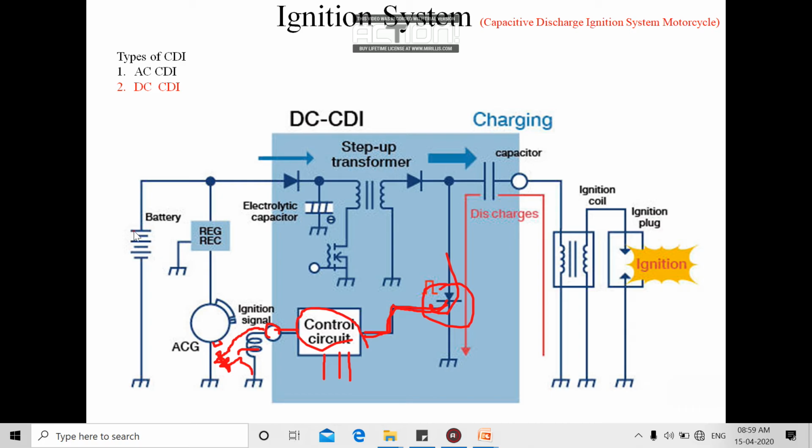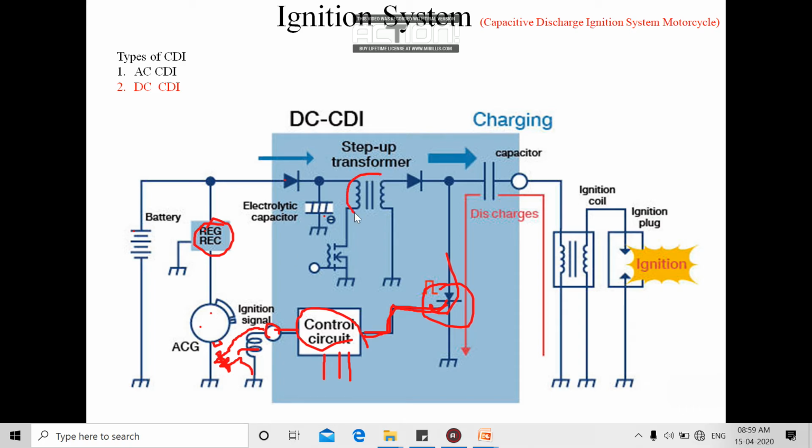So this is the unit battery, called a voltage source. This is a secondary voltage source, that is the ACG. This is a regulator or RR unit, regulator and rectifier unit, in order to convert this AC supply into DC and regulate the output voltage which is going to the CDI. This is a diode in order to control the direction of flow of current. This is the electrolytic capacitor which helps to charge during the negative cycle of the ACG.